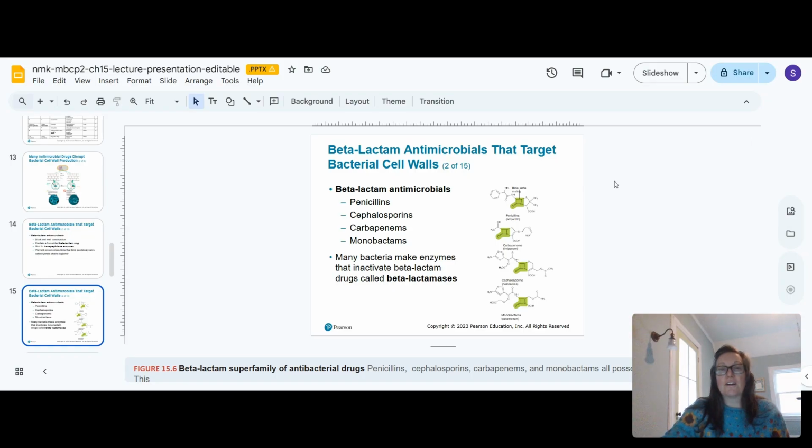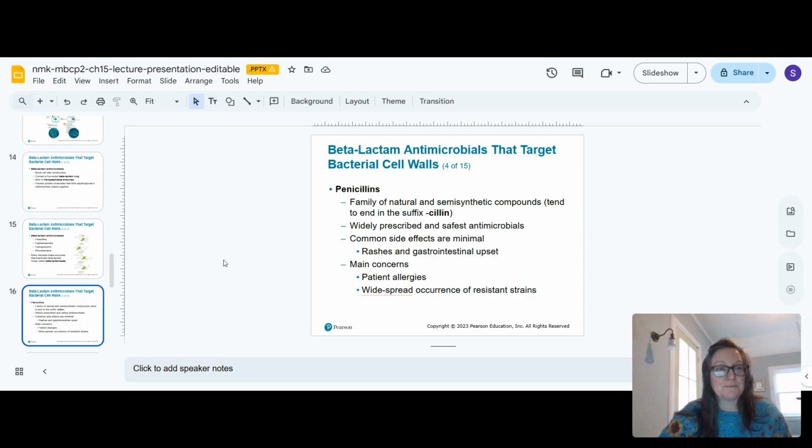So these are the penicillins, like in that illustration from the textbook. Cephalosporins, carbapenems, and monobactams also act in this way. Many bacteria make enzymes that inactivate beta-lactam drugs, called beta-lactamases. So this is a type of resistance that we do see to this type of antibacterial drug.